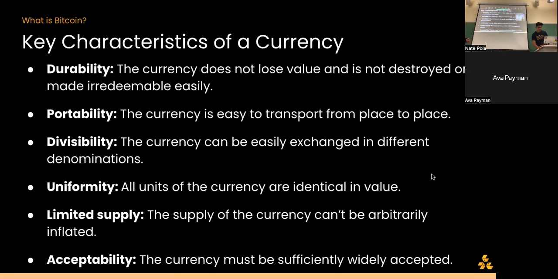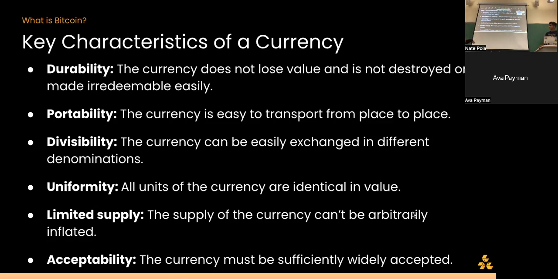Irredeemable is not destroyed or made irredeemable easily. So basically, it's the dollar. You should be able to transport it. You should be able to use it. Portability: the currency is easy to transport from place to place, which is what I just talked about. Divisibility: the currency can be easily exchanged in different denominations. So you should be able to break up a $100 bill into 20s and 50s and 5s and 1s.